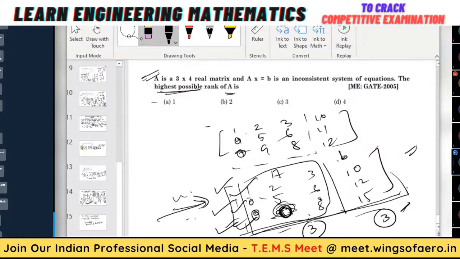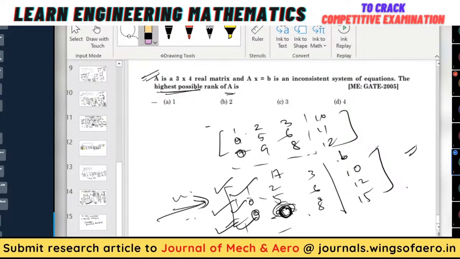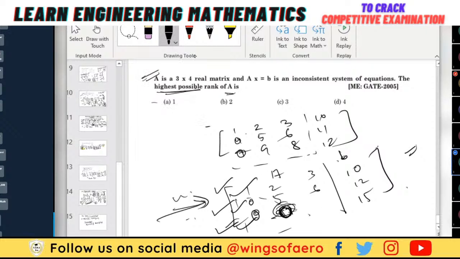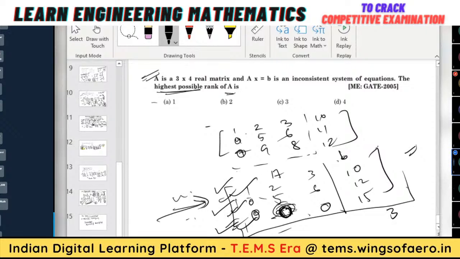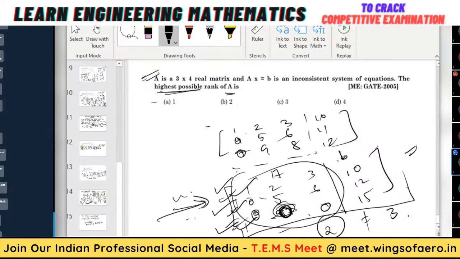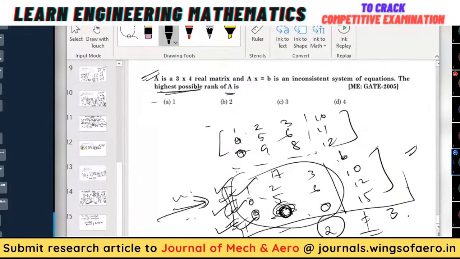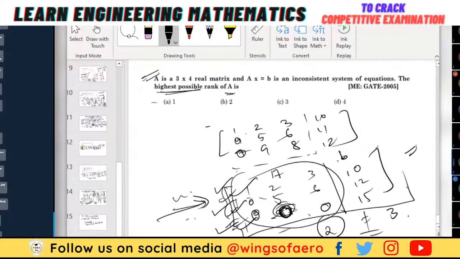But somehow, suppose this element becomes 0. Then what is the rank of this total matrix? It will be 3. But what is the rank of A? It is 2. It will be an inconsistent system. Then for an inconsistent system, what is the highest possible rank of A? 2 is the highest possible rank, because there is no other option.